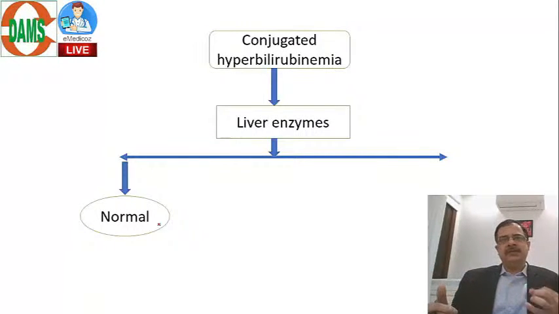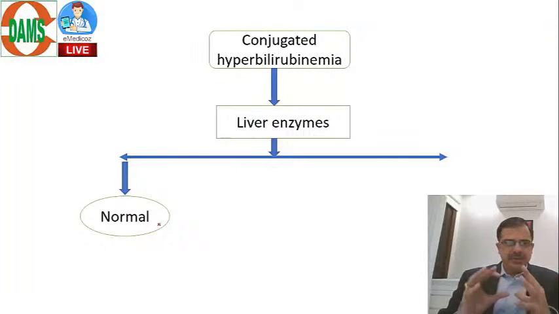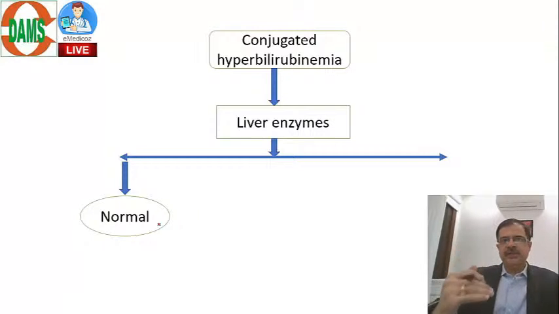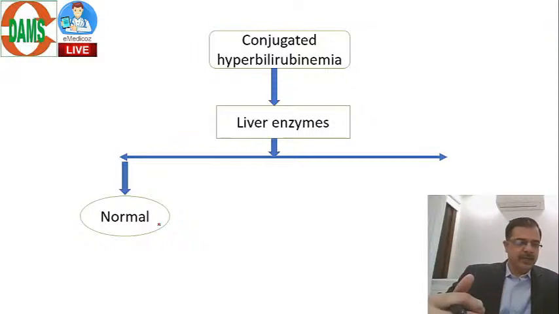The meaning of the liver enzyme is the inflammatory liver enzymes like SGOT, SGPT, or obstructive enzymes like ALP, gamma GT, 5' nucleotidase. These are representing the obstructive disease. So this is the meaning of the liver enzyme here. So there will be 3 possibilities. Patient has jaundice, patient has dark colored urine, and the patient's liver enzyme is normal.